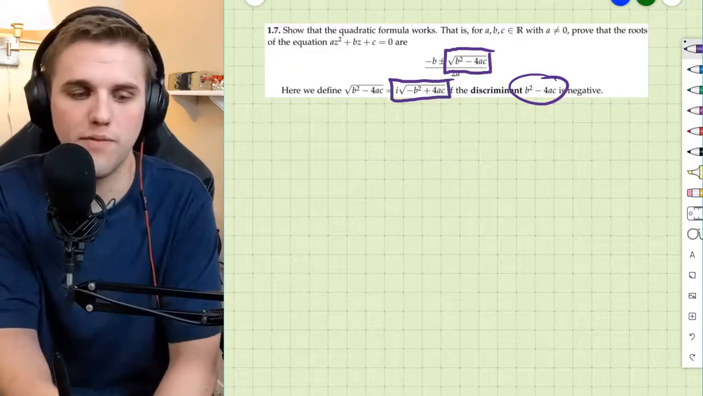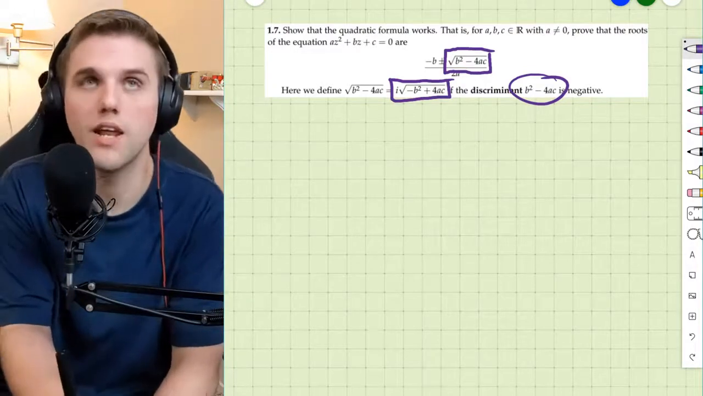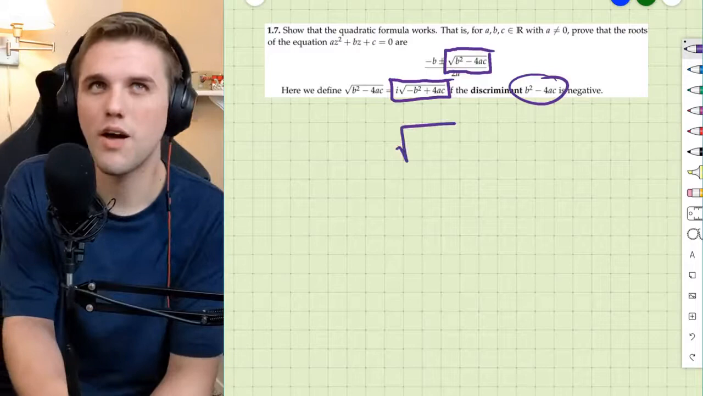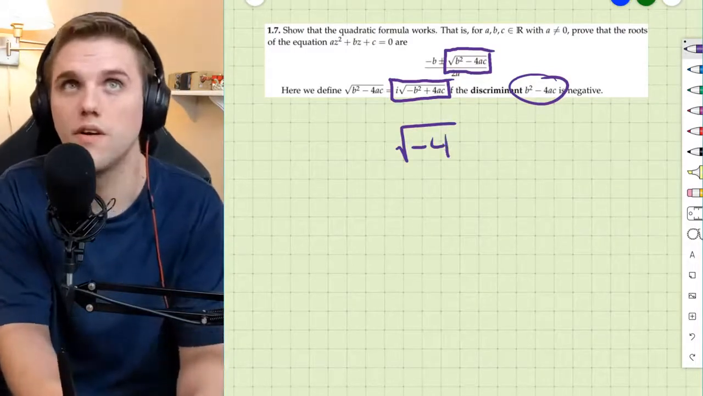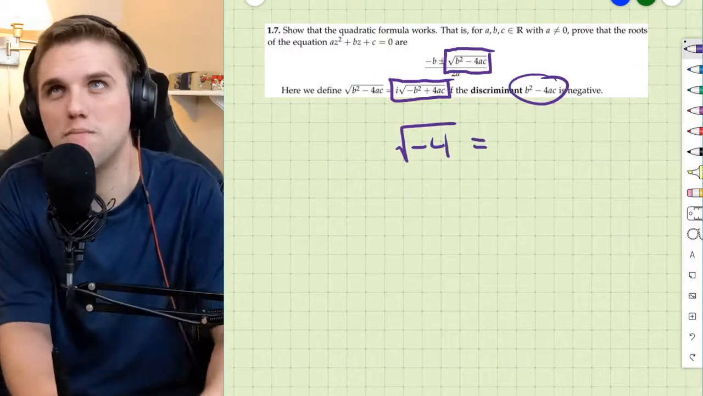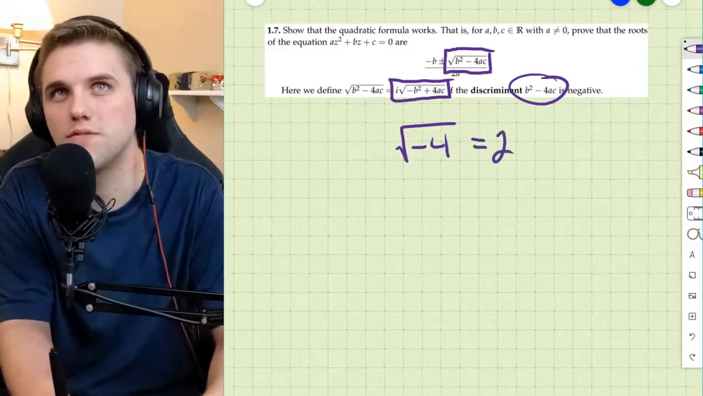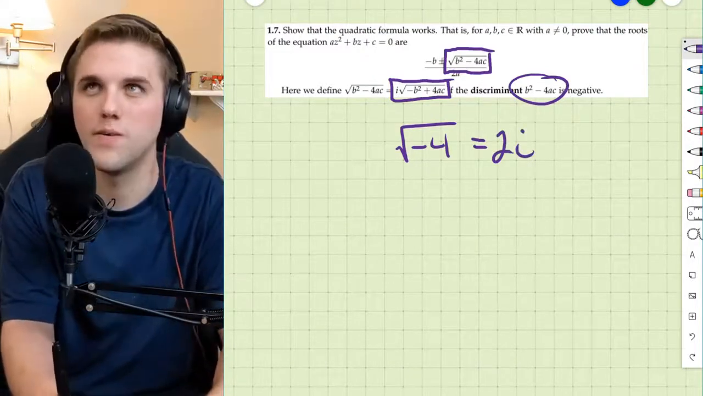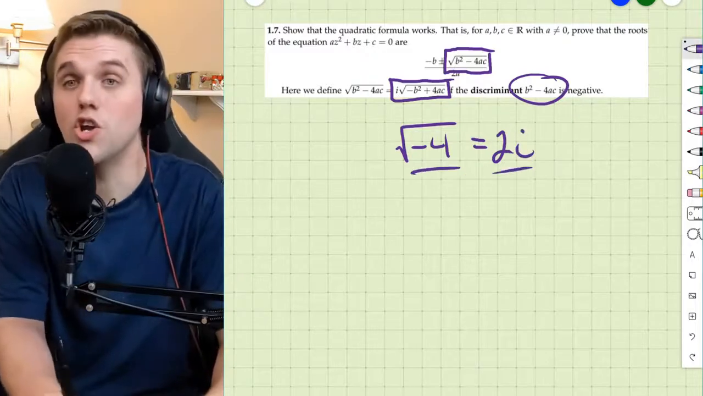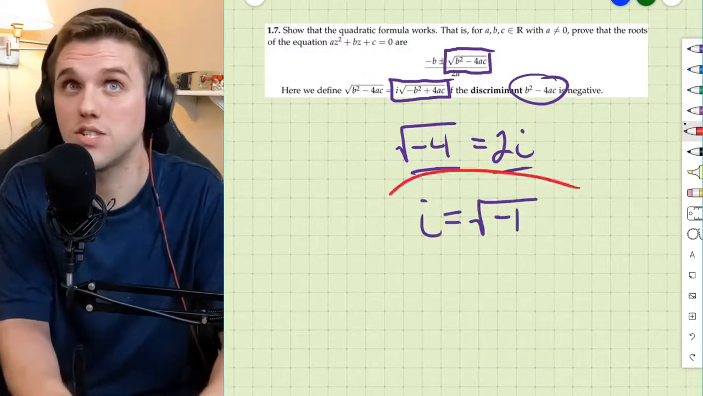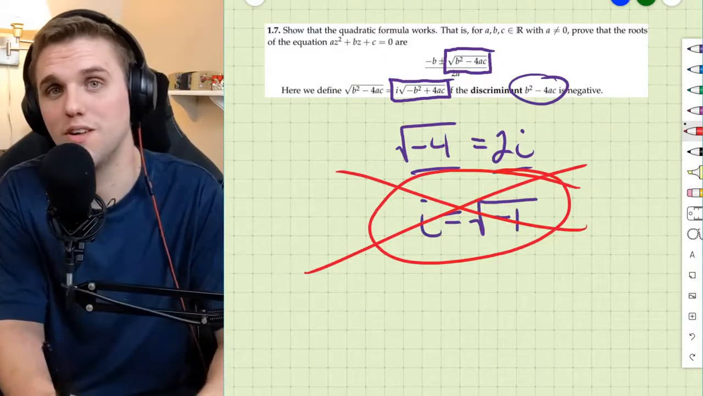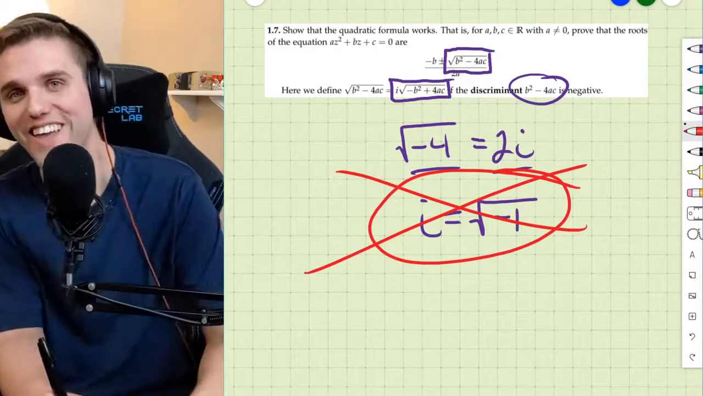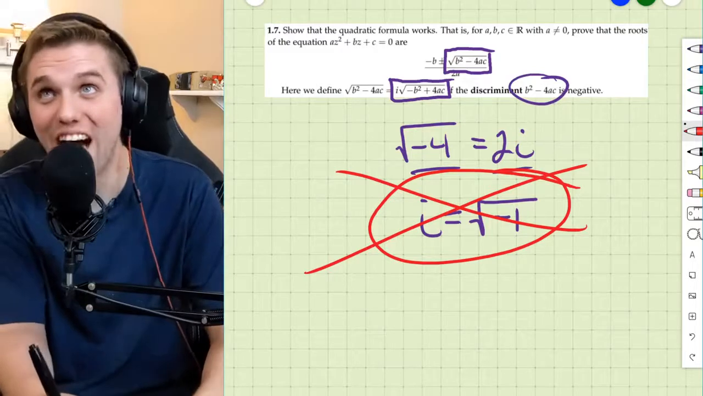Now, you might wonder, wait a minute. I thought whenever I have something like -4 in a square root, I thought I could just make this positive 2i. Right? Can't I just do this? No. Please stop doing this. Don't ever say this. Just don't. Because it's not true. That's not true at all.